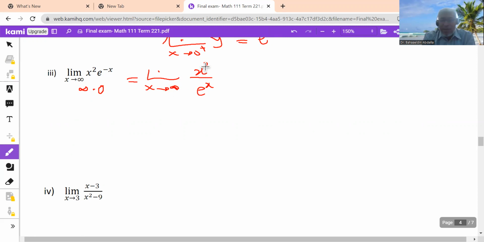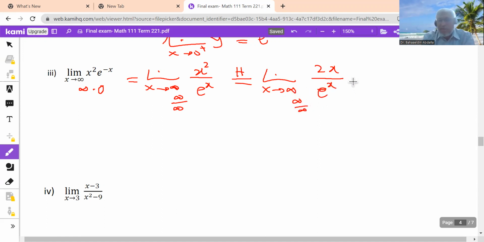So now if you replace x by infinity, you will get infinity squared, which is infinity. e to the power infinity is infinity. So remember, e to the power infinity is infinity, but e to the power negative infinity is 0, and you can find that easily from the graph of the function e^x. So now we can use L'Hopital's because we have infinity over infinity. The derivative of x squared is 2x. The derivative of e to the power x is the same function. If you replace x by infinity, you again get infinity over infinity. So I use L'Hopital's rule again. The derivative of 2x now is 2, while the derivative of e^x is e^x.